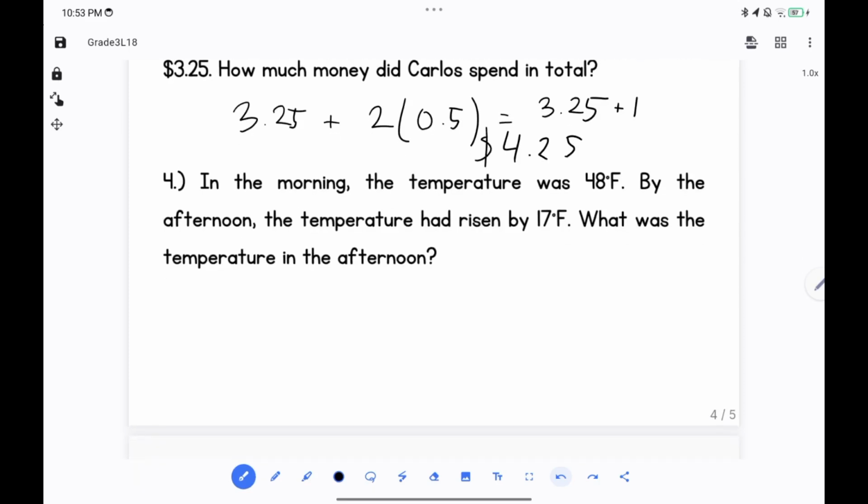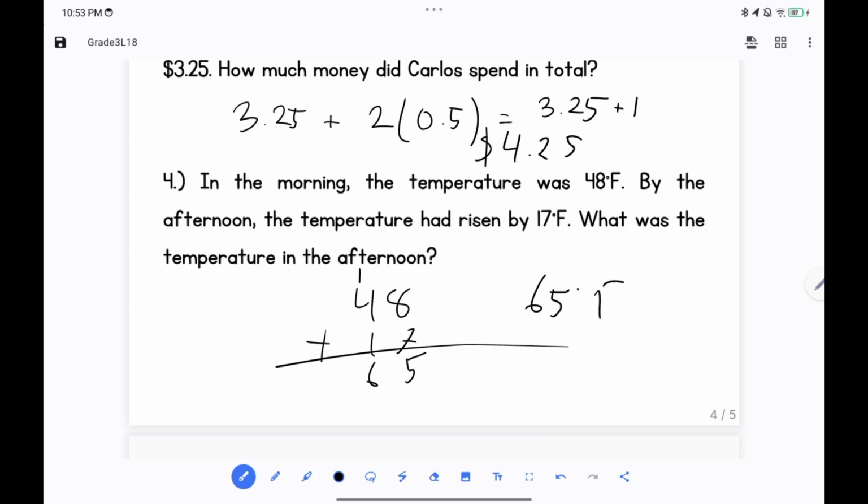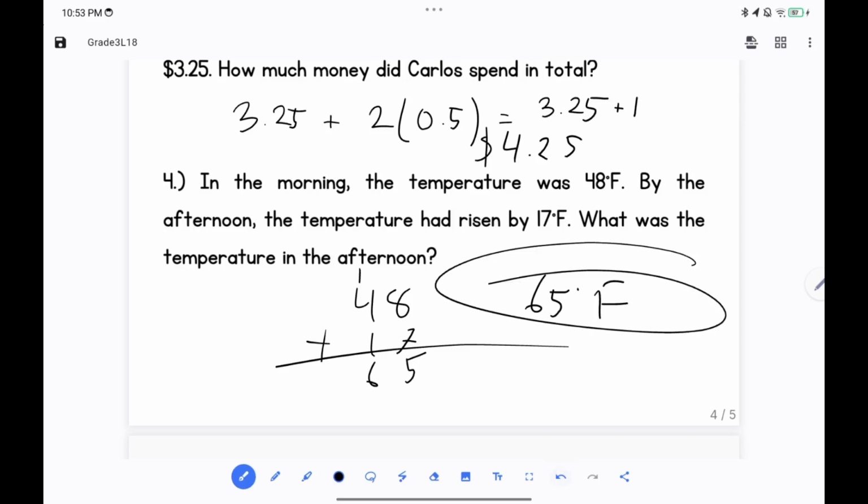Alright, in the morning the temperature was 48 degrees Fahrenheit. By the afternoon the temperature had risen by 17 degrees Fahrenheit. What was the temperature in the afternoon? You want to add these two together. 48 plus 17, you get 65 degrees Fahrenheit. Bada bing, bada boo.